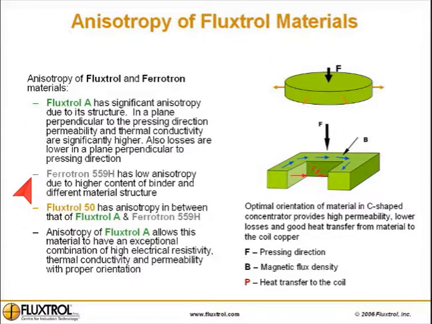Ferrotron 559H has low anisotropy due to higher content of binder and different material structure. Fluxtrol 50 has anisotropy in between that of Fluxtrol A and Ferrotron 559H. Anisotropy of Fluxtrol A allows this material to have an exceptional combination of high electrical resistivity, thermal conductivity, and permeability with proper orientation.